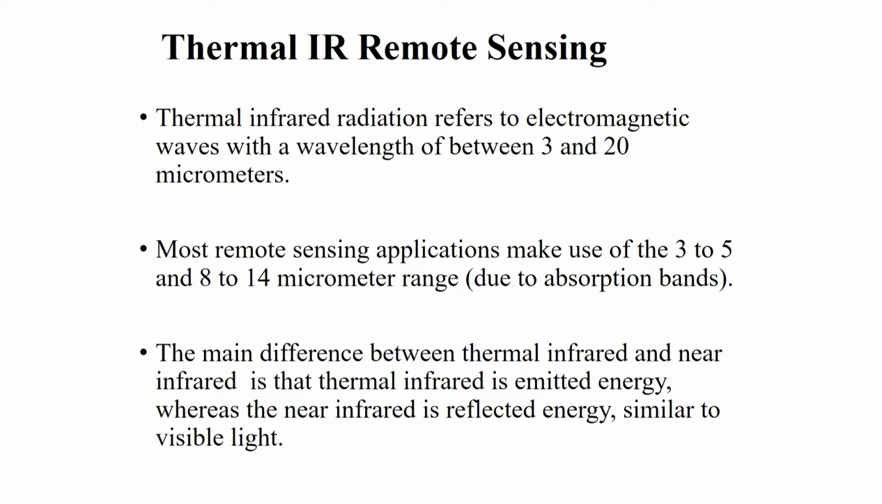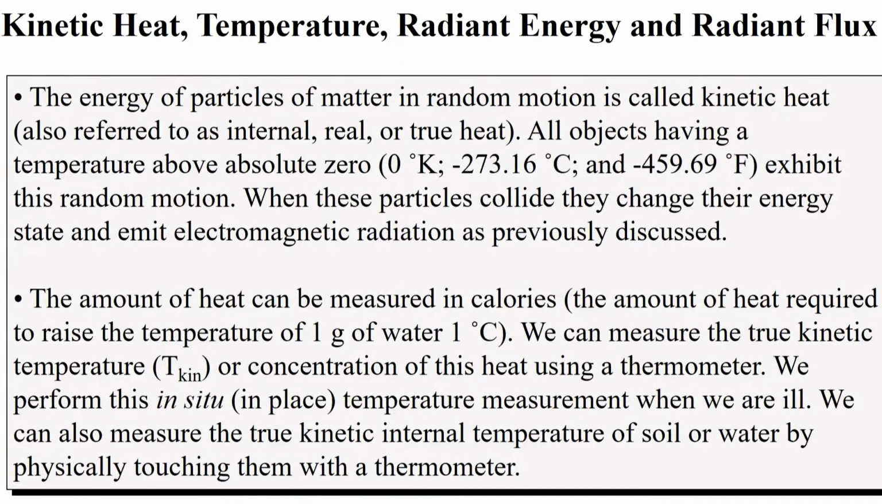Now sometimes people ask what is the difference between thermal infrared and the infrared used with optical multispectral. The main difference between thermal infrared and near infrared is that thermal infrared is emitted energy, whereas near infrared is reflected energy, similar to visible light. Now when we are talking about thermal remote sensing, these are the important terminologies which are used: kinetic heat, kinetic temperature, radiant heat, radiant energy, radiant temperature and radiant flux. These things are written here.